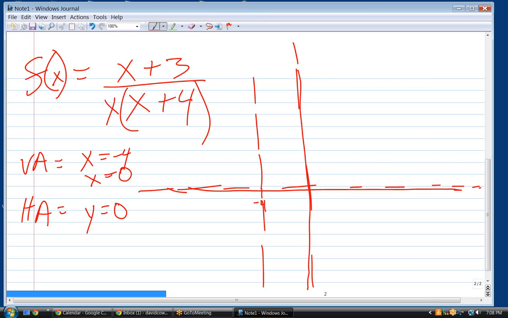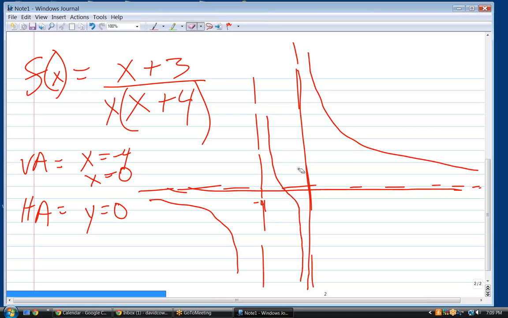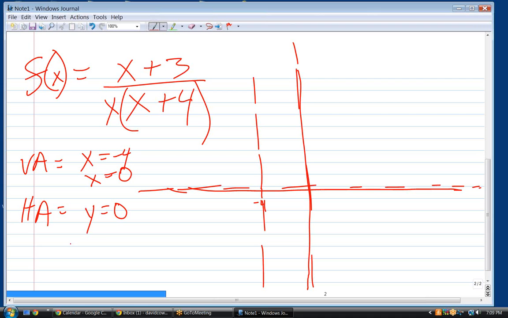Now we have a layout with two vertical asymptotes and a horizontal asymptote. These typically are going to look something like this, and maybe this, and then in between the asymptotes it can go up like that, or it can turn around and come back down. So we need to answer questions such as end behavior and intercepts. So what is our y-intercept? 3 over 4.